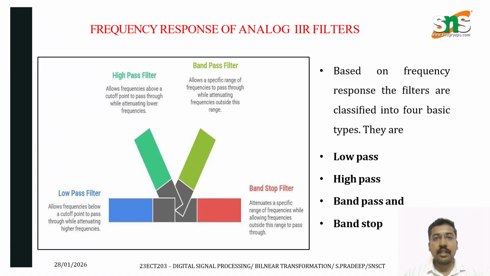Analog filters are classified based on their frequency response characteristics. There are four basic types: low pass filter, high pass filter, band pass filter, and band stop filter. Each type allows or suppresses certain frequency ranges, making them useful in various signal processing applications.